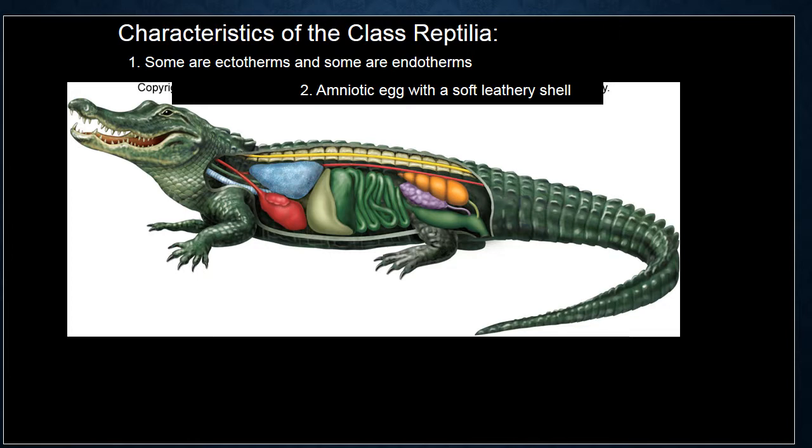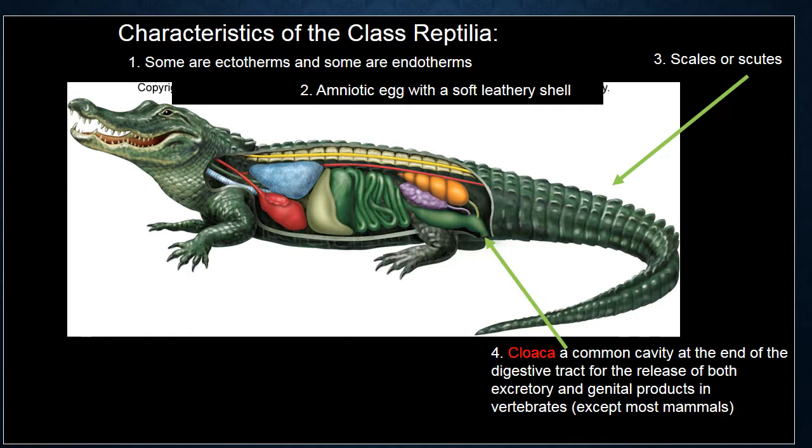Okay, but like I said, this class introduces what's called the amniotic egg, and we're going to go into detail about that in a little bit. But particularly amniotic eggs with a soft, leathery shell are representative of reptiles. They have scales or scutes. Those are 2 different things, and we're going to talk about the difference between those 2, but that makes their skin very unique.